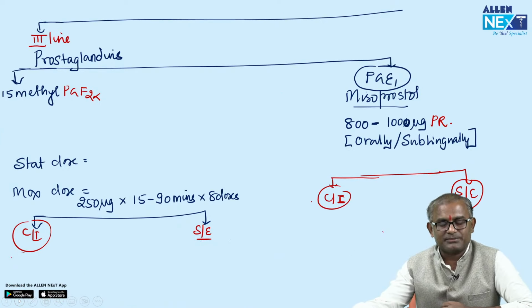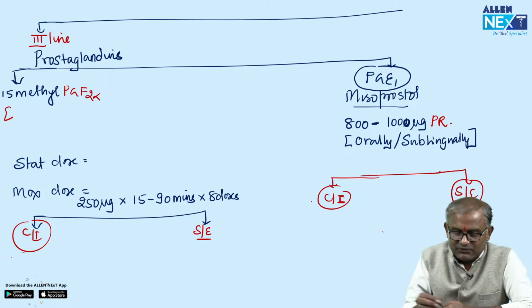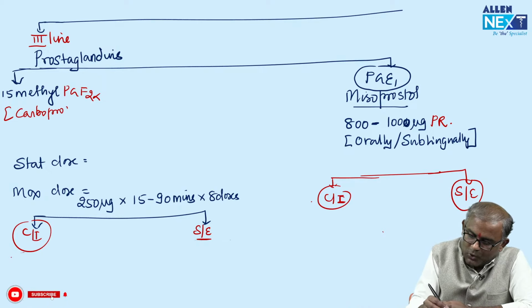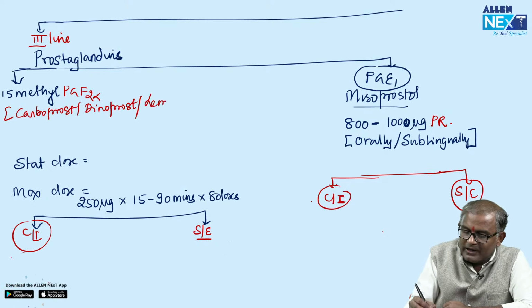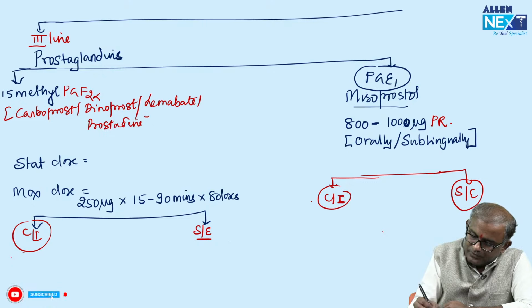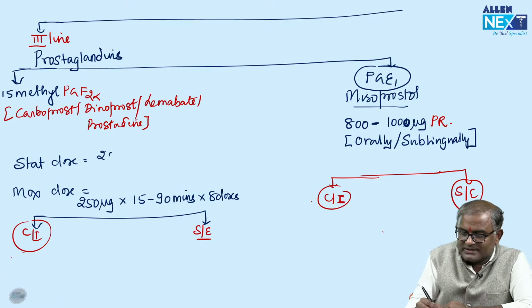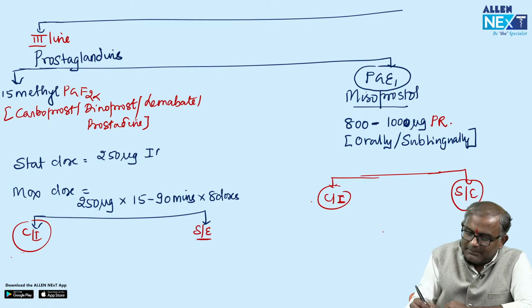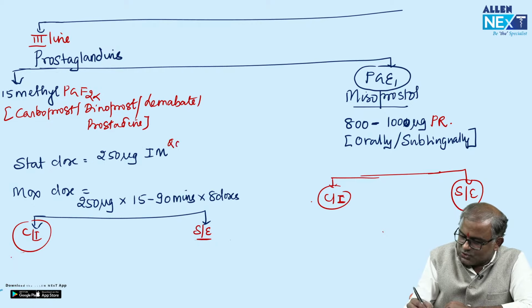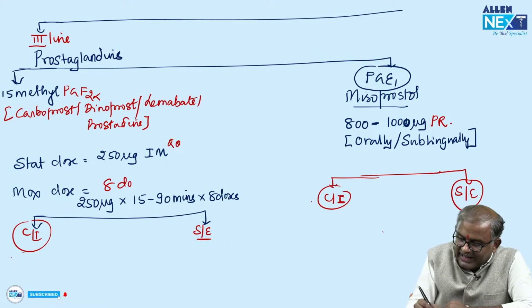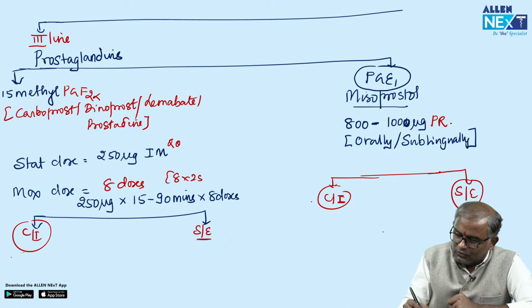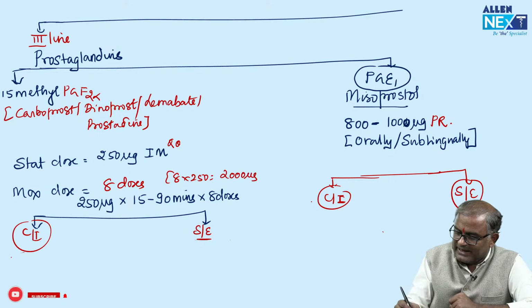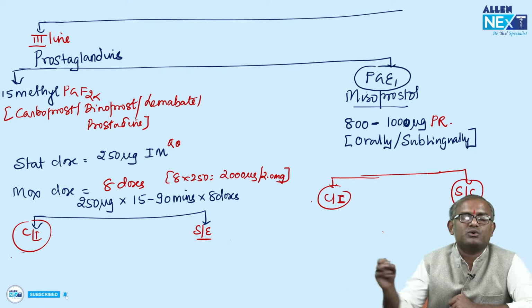Third line is prostaglandins. That is 15-methyl PGF2 alpha, nothing but carboprost, which is also called dinoprost or Hemabate or Prostodin. What is the start dose? Start dose is 250 microgram intramuscular. Maximum 8 doses, that is 250 microgram every 15 to 90 minutes for 8 doses. Nothing but 8 into 250, that is 2000 microgram or 2 mg.